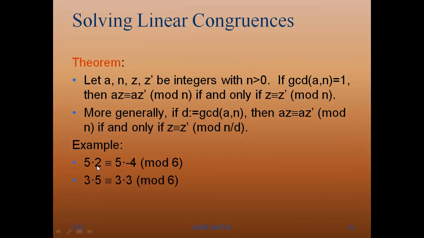So, please see this example. Here a is equal to 5, z is 2, and in the place of z', I'm taking minus 4. So 5 times 2 is 10, and 10 is congruent to minus 20 mod 6. This happens only if 2 is congruent to minus 4 mod 6.